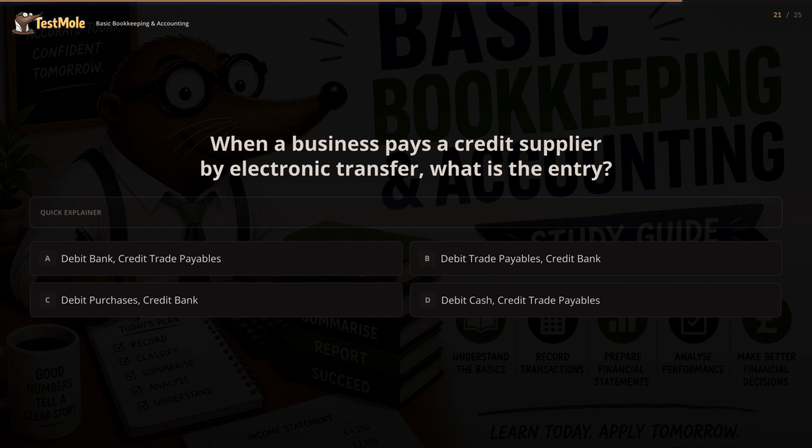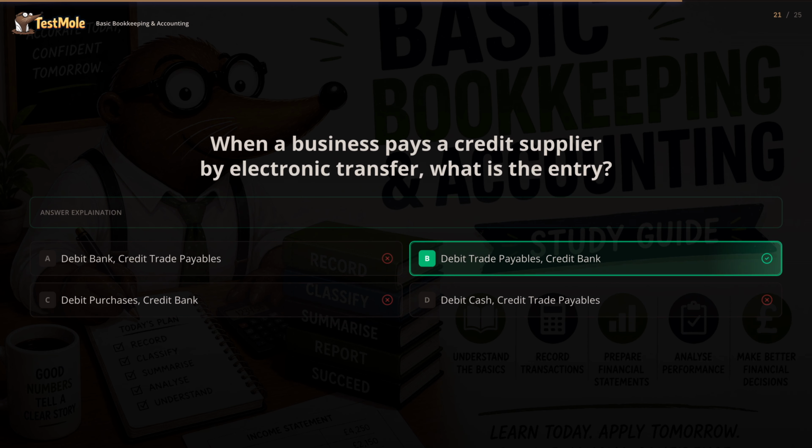Choose between A. Debit bank, credit trade payables. B. Debit trade payables, credit bank. C. Debit purchases, credit bank. D. Debit cash, credit trade payables.